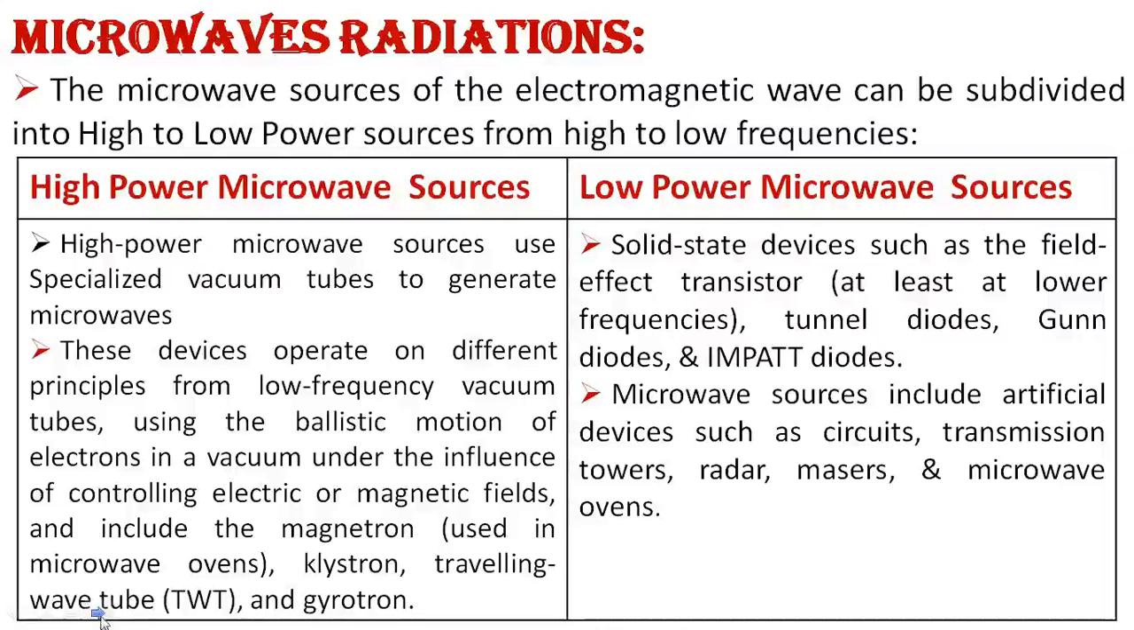Solid state devices such as the field effect transistor, at least at lower frequency, tunnel diode, Gunn diode, and IMPATT diode. So microwave sources include artificial devices such as circuits, transmission towers, radar, lasers, and microwave ovens. So this is the concept of the microwave sources related to high to low power.